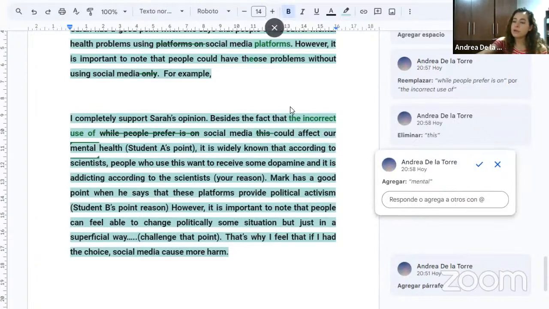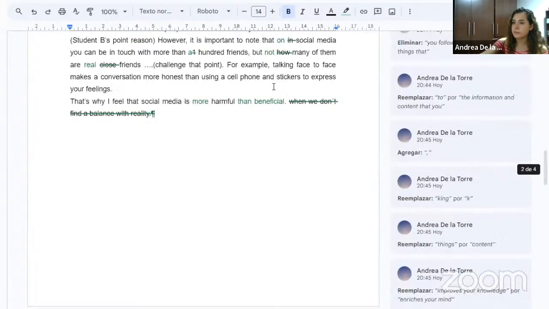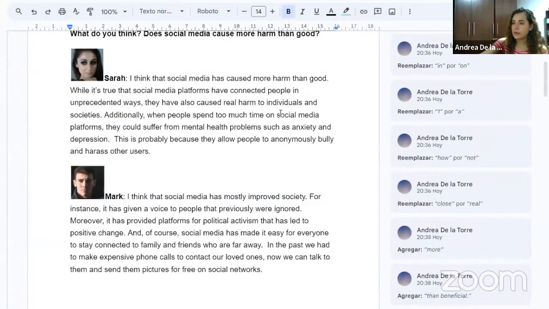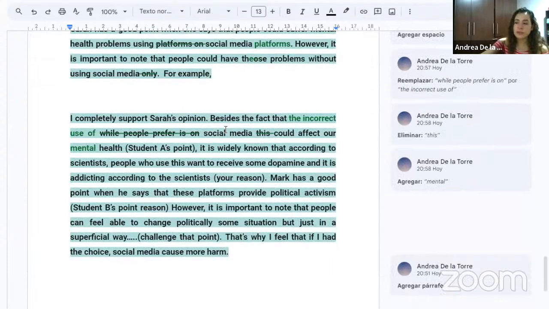It is widely known that according to scientists, people who use social networks, tal vez parafraseando, want to receive some dopamine and it is addicting according to the scientists. Bien. Me parece bien, a pesar de que en parte está relacionado a lo que ya dijo Sara, creo que es una adición diferente, ¿no? Está realmente añadiendo al punto, porque no mencioné esto exactamente. Me parece bien la idea de usar adicciones, ¿no? Creo que no lo mencionamos. Ok, no hablan de adicción. Entonces me parece muy buena idea. Está relacionado, sí, pero no es lo mismo, así que está bien.